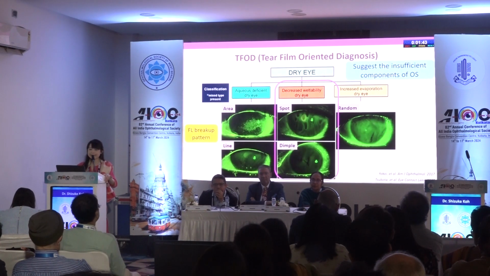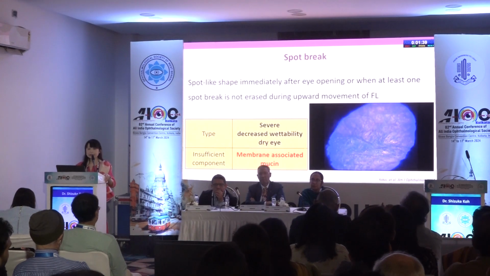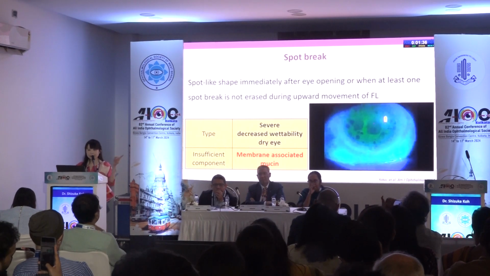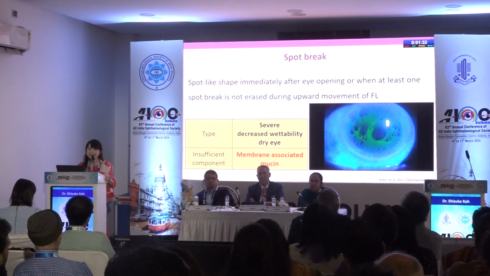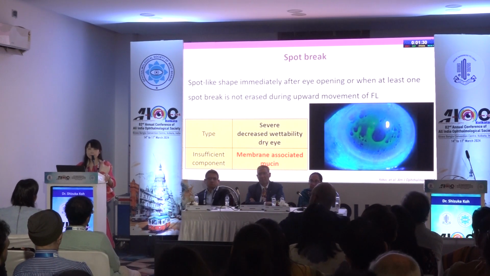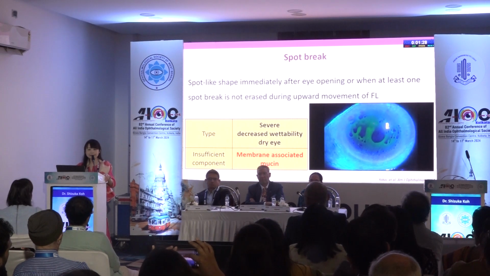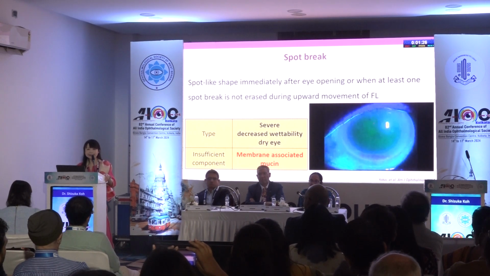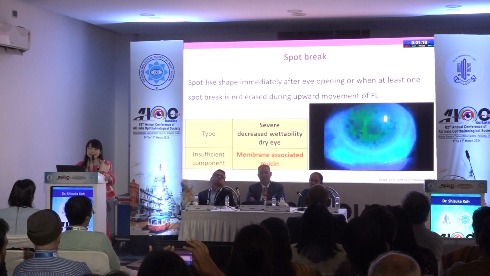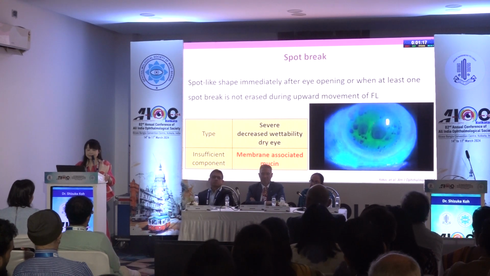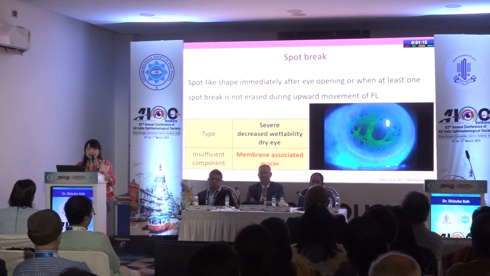So let's move on to decreased wettability dry eye. Spot break. Now you can see a lot of spots. A spot-like shape appears immediately after the eye opening, or at least one spot break is not erased during upward movement of fluorescein. It is very unique. This is a severe decreased wettability dry eye. The insufficient component is membrane-associated mucin.